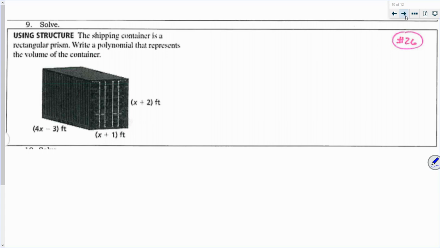Moving on. Okay, this one we actually did before in class. All you're doing is finding the volume of the container. So you're doing base times height times length, right? So the way this looks is something like this.